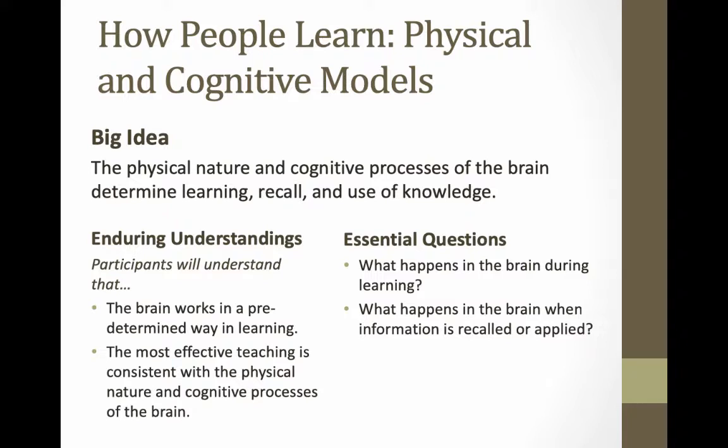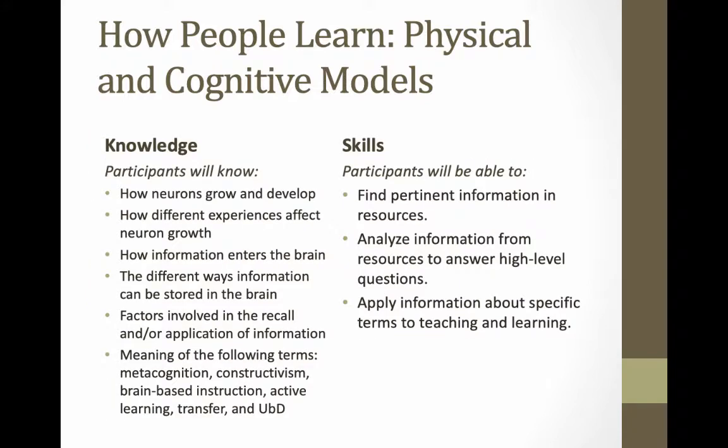And the most effective teaching is consistent with the physical nature and cognitive processes of the brain. Essential questions are things that I want to discuss during the lesson, but that I'm not going to assess. These are things that I want you to understand, and the questions will help you understand them. What happens in the brain during learning? What happens in the brain when information is recalled or applied? Because understanding these things really underlies the whole process of teaching and learning.